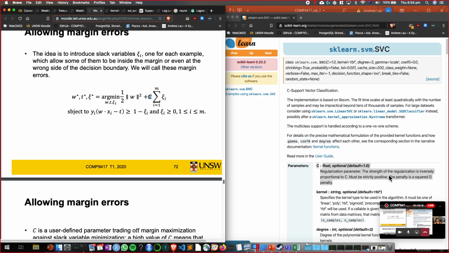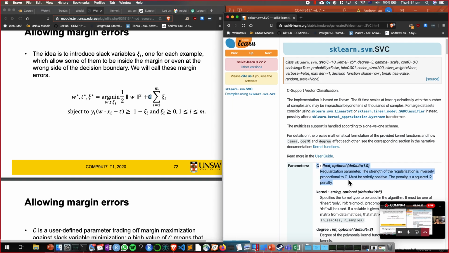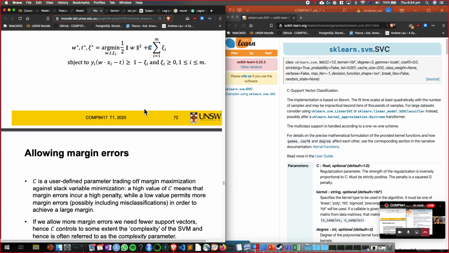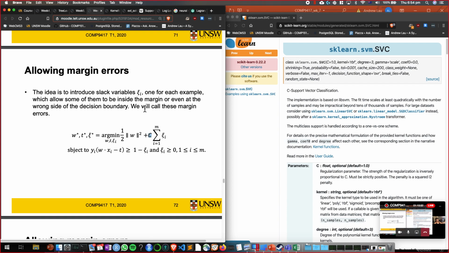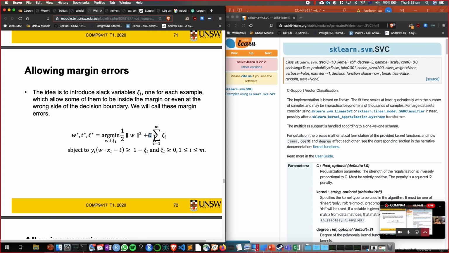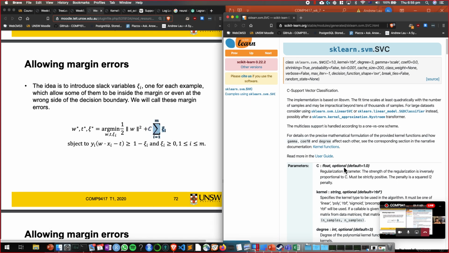This actually might be the inverse, because it says the strength of the regularization is inversely proportional to C. Hold on, is that right? Actually, no, sorry, this is the same C. If you increase your C, you decrease your regularization, which makes sense because you're penalizing your error more and you're turning into a hard classifier. So yeah, sorry, this is the same C as this guy here.